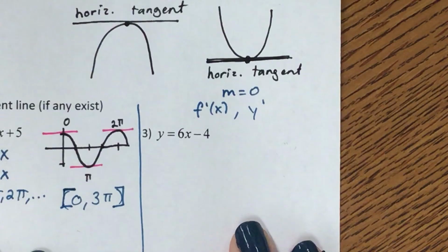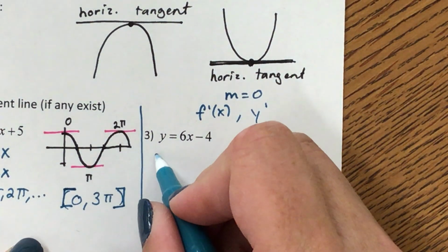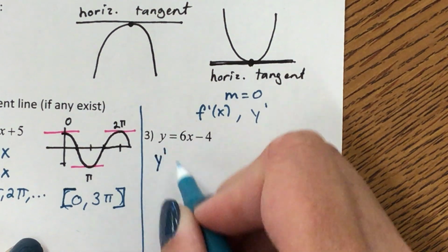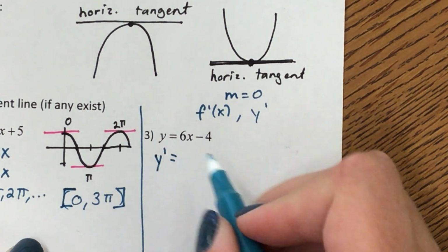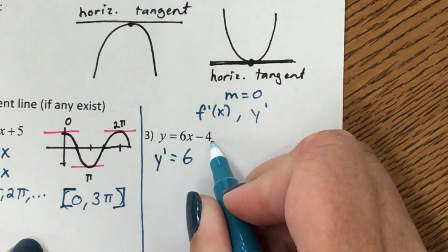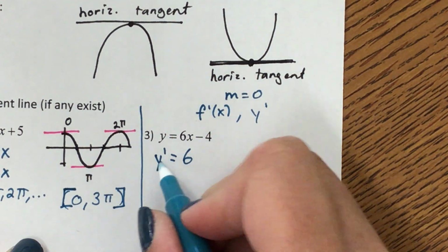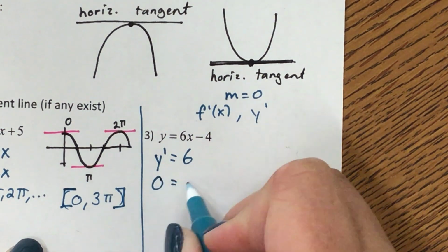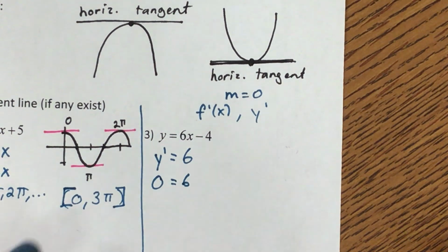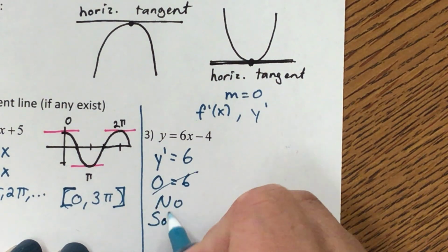Last one, number 3. We've got y equals 6x minus 4. Let's take a derivative of both sides. The derivative of y is y prime equals the derivative of 6x, which is just 6. The derivative of negative 4 is 0. So we've got y prime equals 6. Let's set y prime equal to 0. So 0 equals 6. There's no x to solve for. This does not work. This is like a no solution type problem that you've done in algebra.